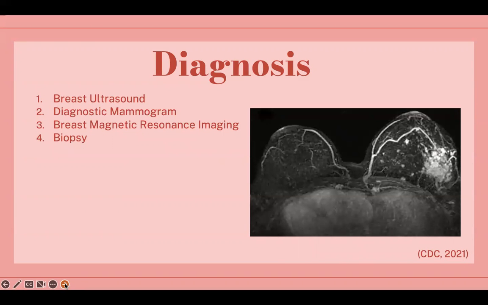There are several different ways to diagnose breast cancer. It can be through a breast ultrasound, a diagnostic mammogram, a breast MRI, and a biopsy. The first one is the breast ultrasound, which is a machine that uses sound waves to make sonograms of the inside of the breast. Diagnostic mammogram is a more detailed X-ray of the breast. A breast magnetic resonance imaging is a body scan that will take detailed pictures of areas in the breast. And finally, biopsies are tests that remove tissues or fluid from the breast to observe under a microscope.